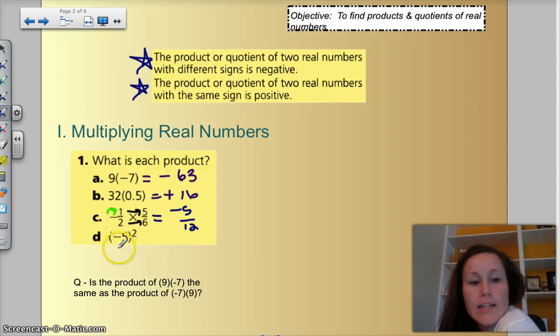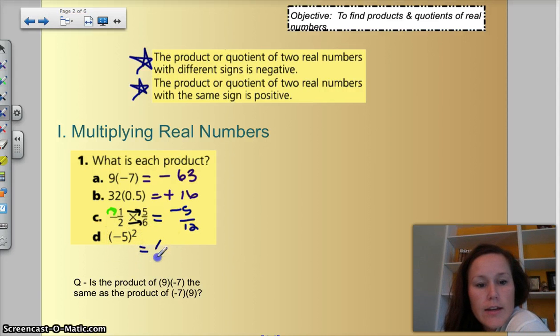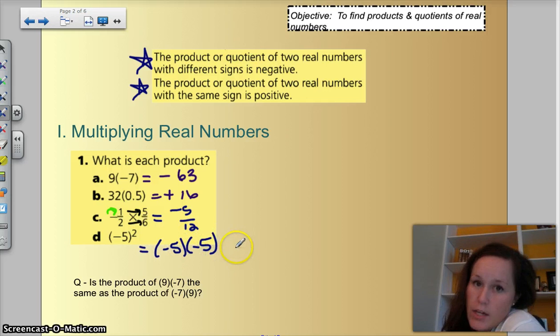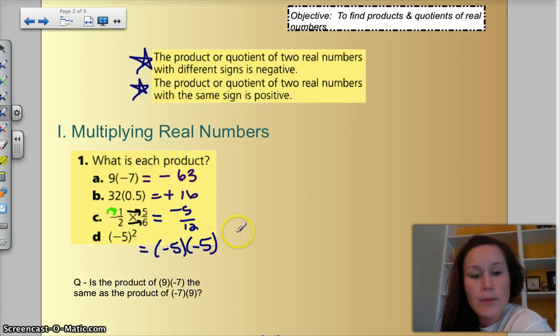Last one, D, negative 5 times negative 5. This is the same song and dance. I know that the signs are the same, so my answer is going to be positive. I'm going to have positive 25.